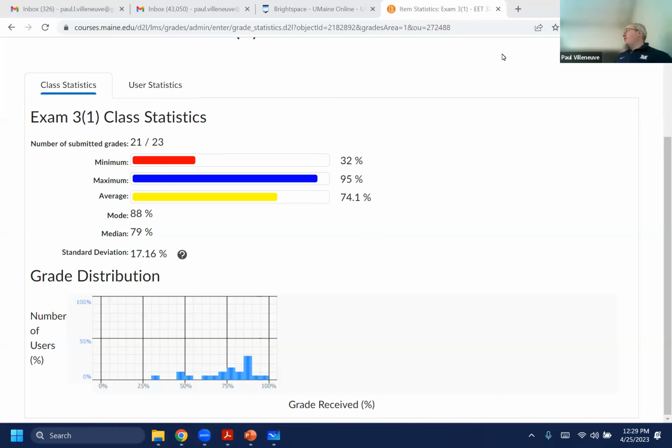Okay, so let's get started. Just wanted to show you really quickly the statistics for the exam. It shows max, average, median, and mode, as well as standard deviation, just to get a typical comparison for what you've done.